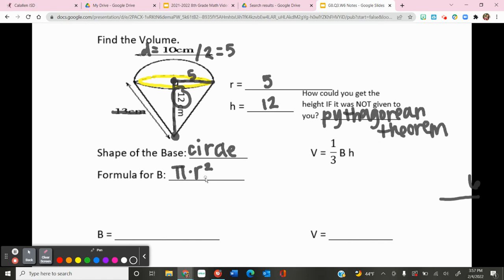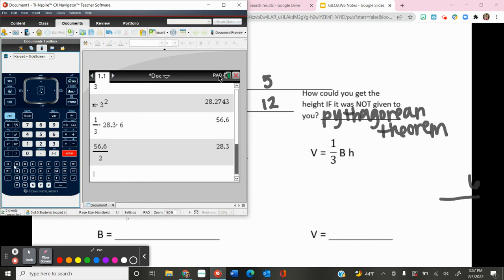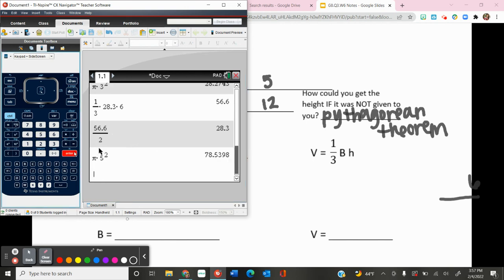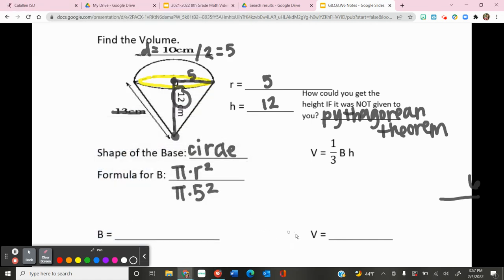So we're going to go ahead and find the area of our base. We're going to take pi times the radius, which is 5 squared. So we have pi times 5 squared, and that equals 78.53. Again, we're going to round this to the tenths place, so this will be 78.5.